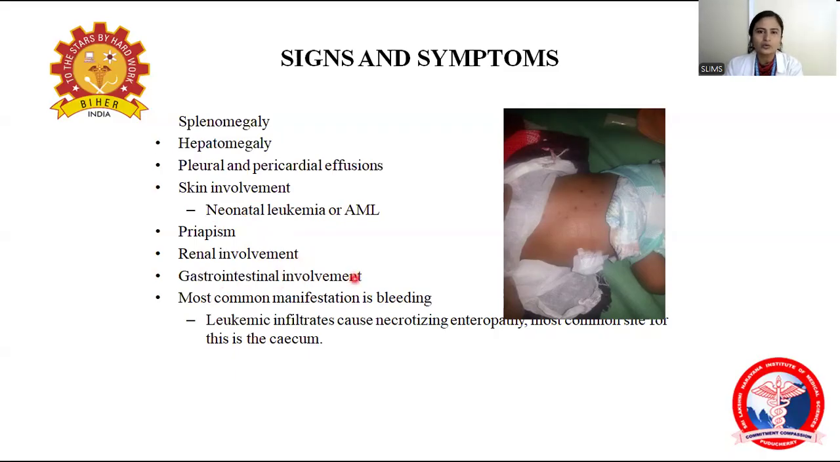Gastrointestinal involvement is also seen. The most common manifestation is bleeding. Why is it so? Because the leukemic infiltrate will clog the blood vessels, which will lead to necrotizing enteropathy, and the most common site is the cecum.